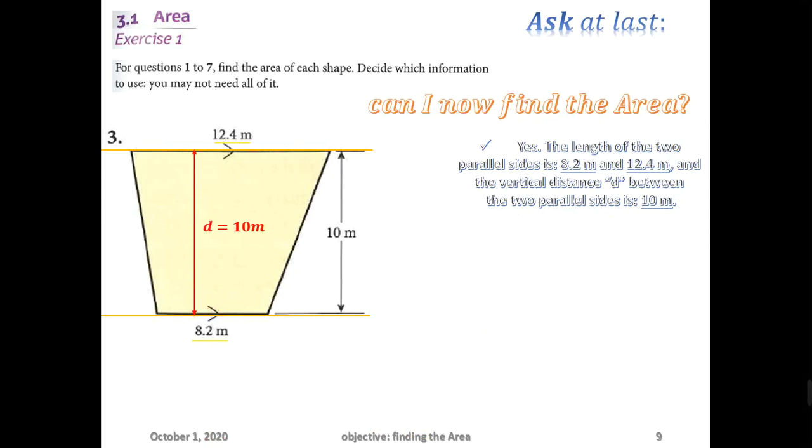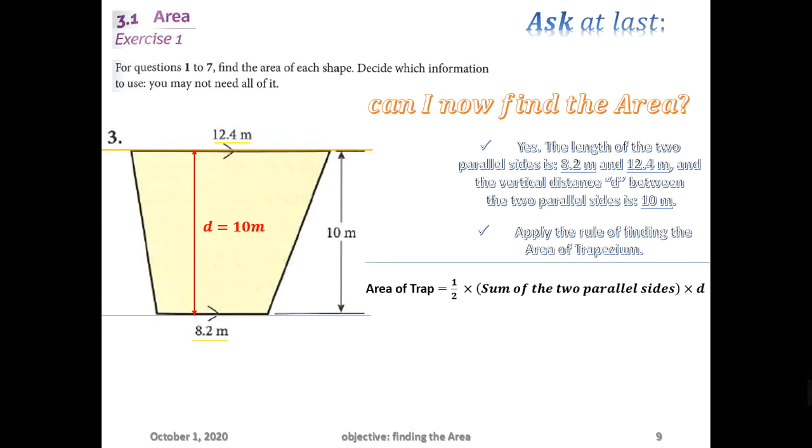Yes, we can, because we know that the lengths of the two parallel sides are 8.2 and 12.4, and the vertical distance between the two parallel sides is 10 meters. So we can now write the rule of finding the area of a trapezium. Area of a trapezium is equal to half times, in brackets, the sum of the two parallel sides, times the vertical distance between the two parallel sides.